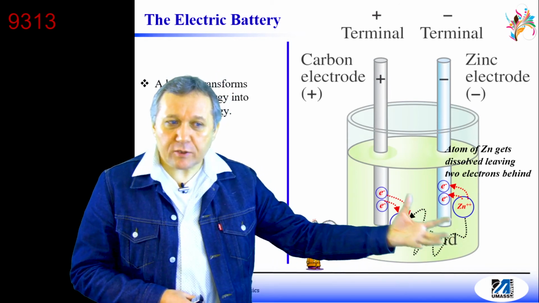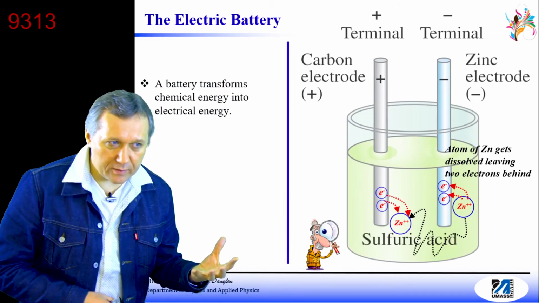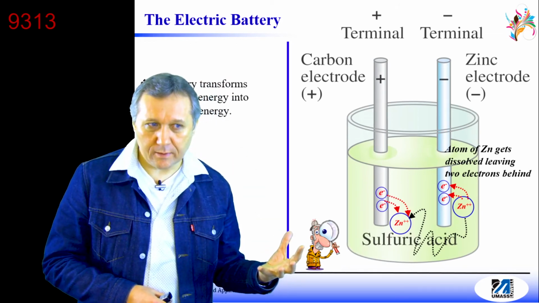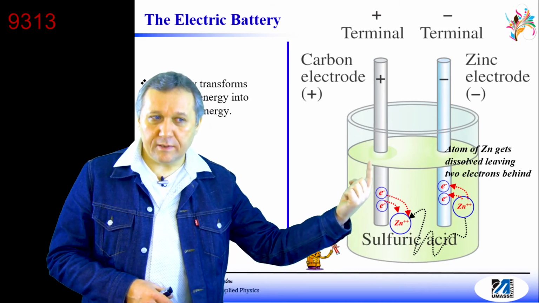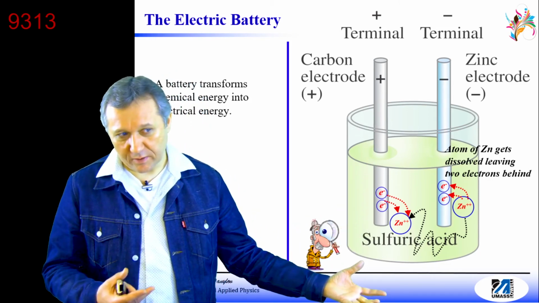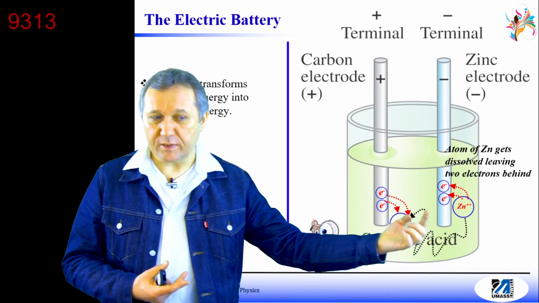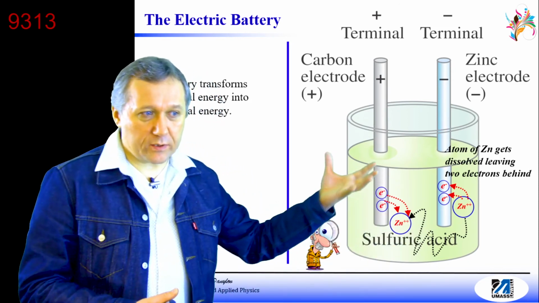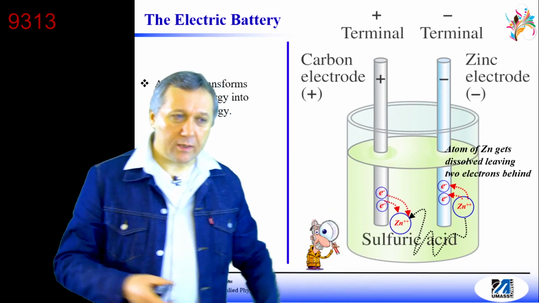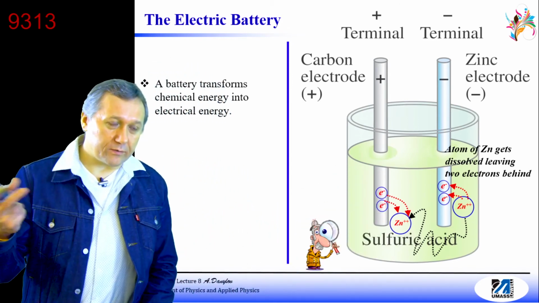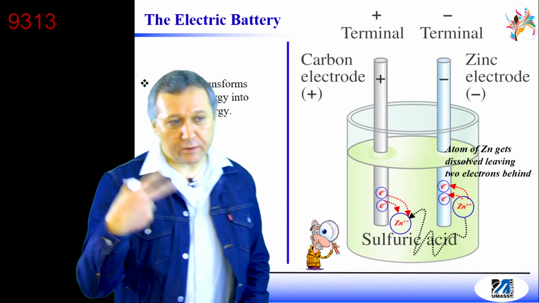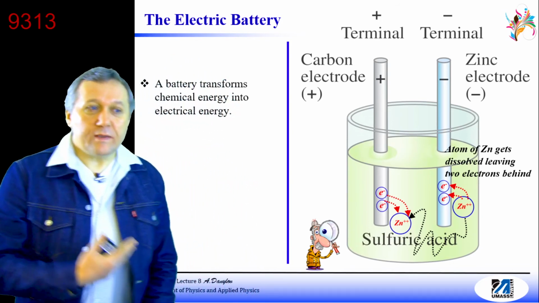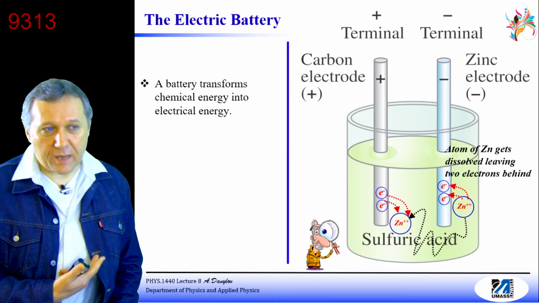But of course, it happens not just to 1 atom of zinc. It happens to a gazillion atoms of zinc. As a result, this electrode will be significantly positively charged, and this electrode will be significantly negatively charged. And so now you have a potential difference. You can connect wires and create the potential difference across the circuit, and of course, current will start flowing. So that's the basic idea of how a battery works.